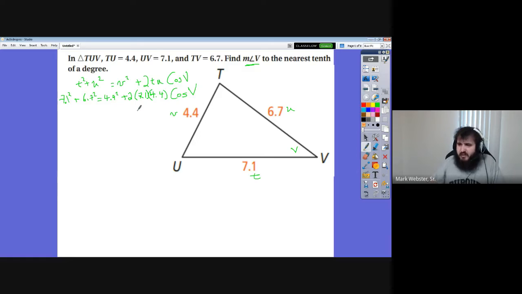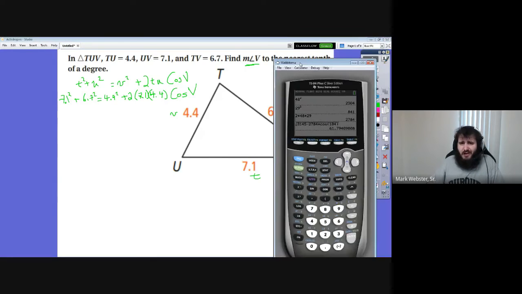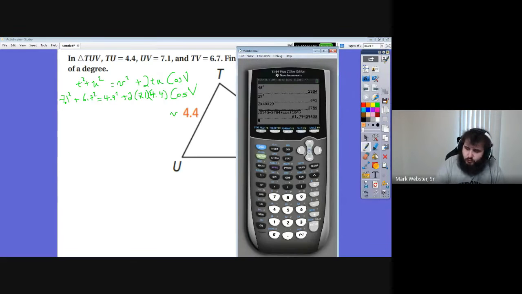Now, again, am I going to sit here and calculate all these out by hand? Absolutely not. This is what calculators were invented for. 7.1 squared, 6.7 squared, 4.4 squared, 2 times 7.1 times 4.4. See, now I've got all my numbers here.